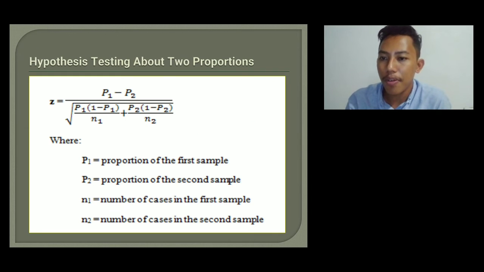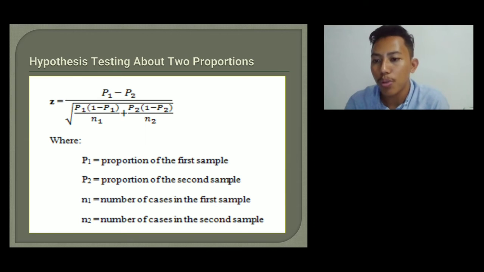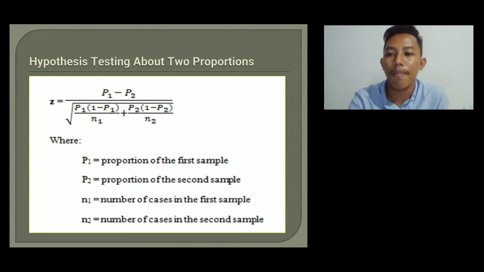The next one is hypothesis testing about two proportions. So z is equal to p sub 1 minus p sub 2 over the square root of p sub 1 times 1 minus p sub 1 over n sub 1 plus p sub 2 times 1 minus p sub 2 over n sub 2. Our p sub 1 is the proportion of the first sample. Our p sub 2 is the proportion of the second sample. Our n sub 1 is the number of cases in the first sample, and n sub 2 is the number of cases in the second sample.